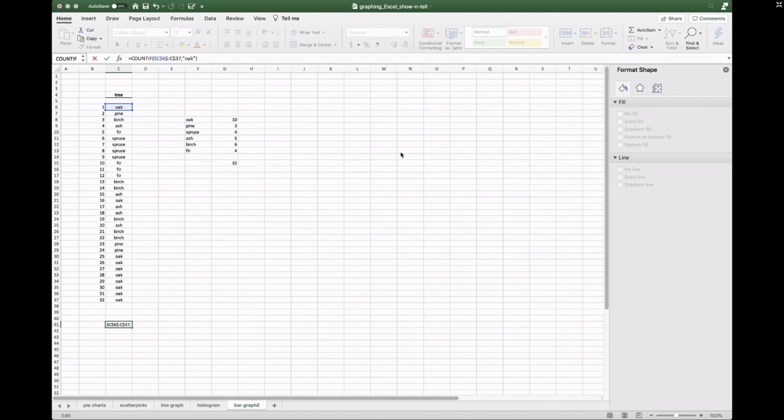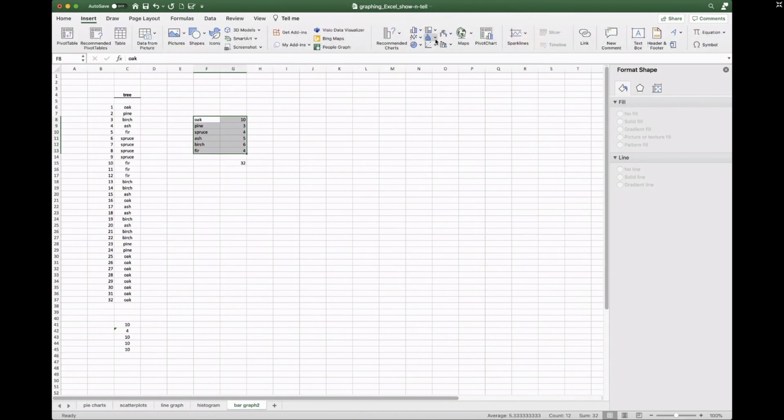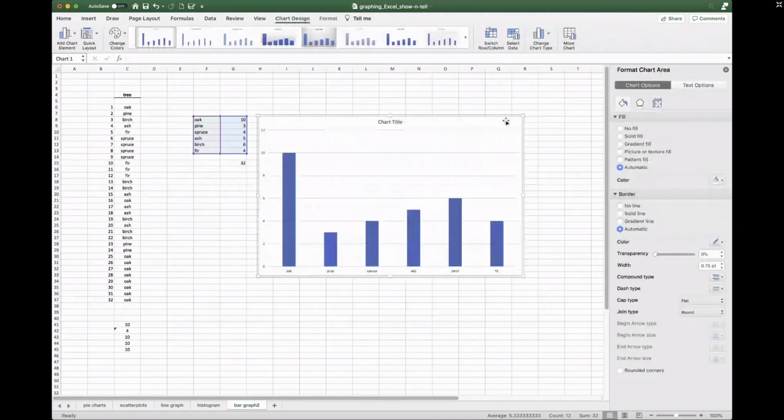Okay. Yes. And if I scroll that down, it should all be 10. And now if I change oak to fir, there's how many fir trees there are, okay? You could have just typed the same equation in 5 times. Doesn't matter. Now I'm going to get this. All right. Insert this one. Here we are.